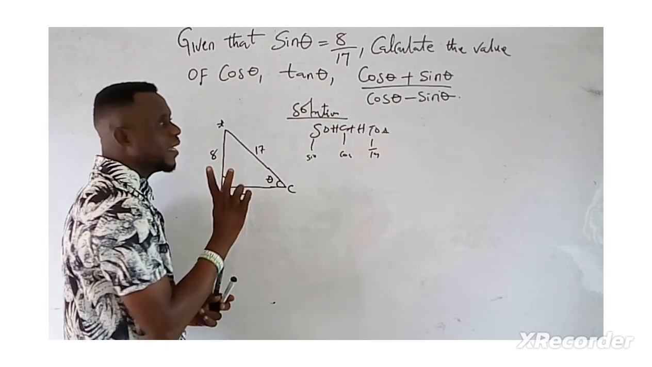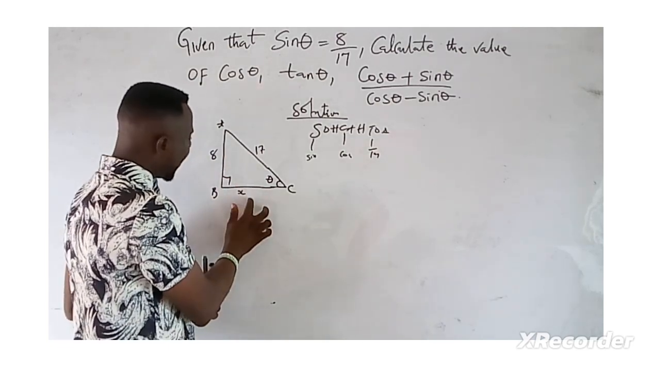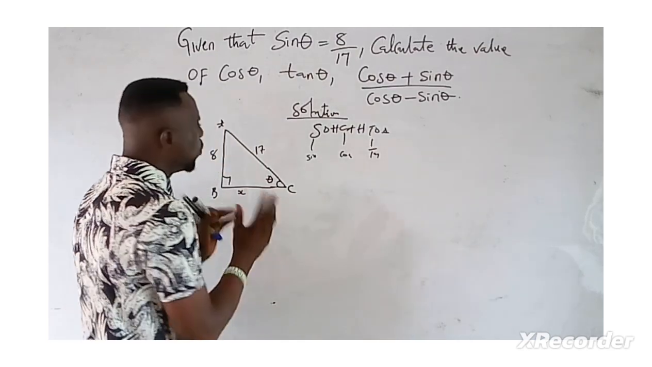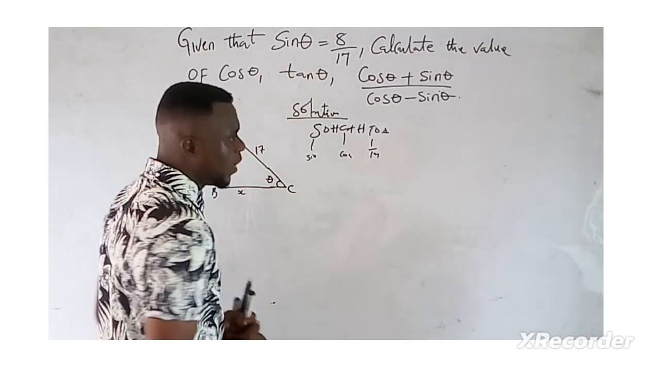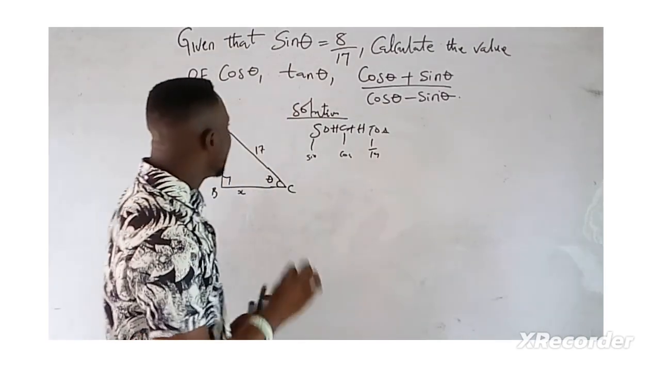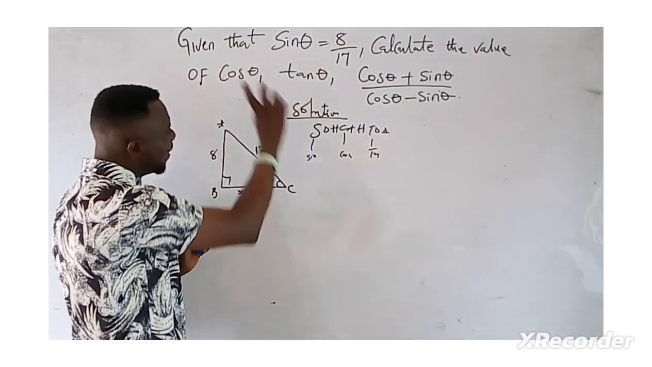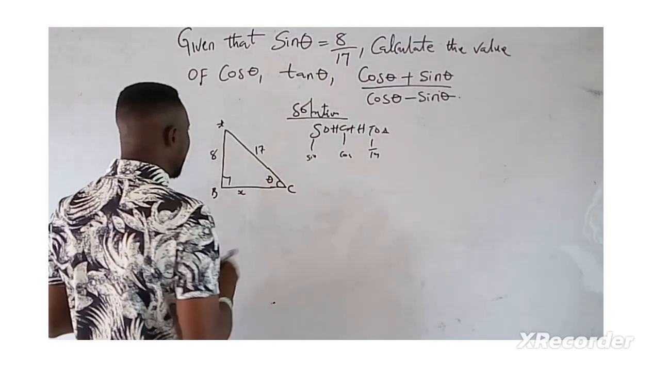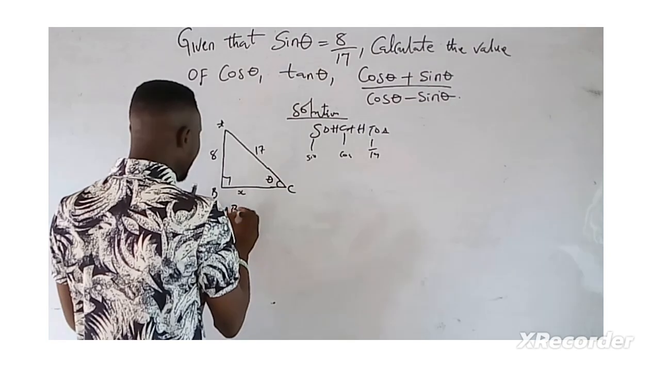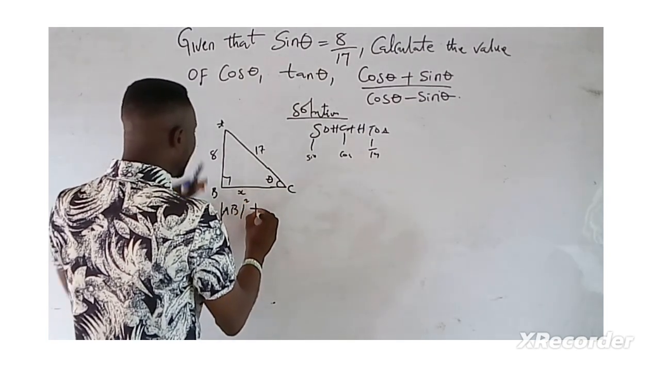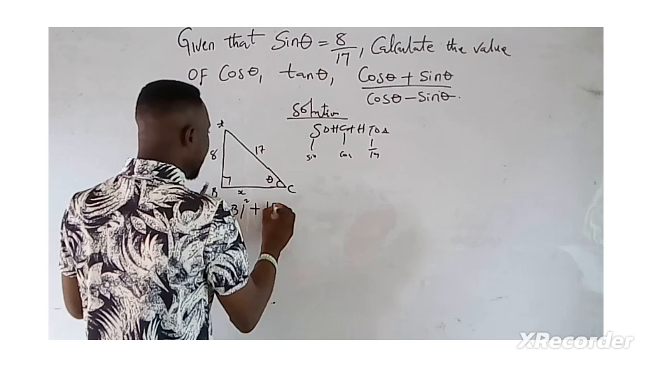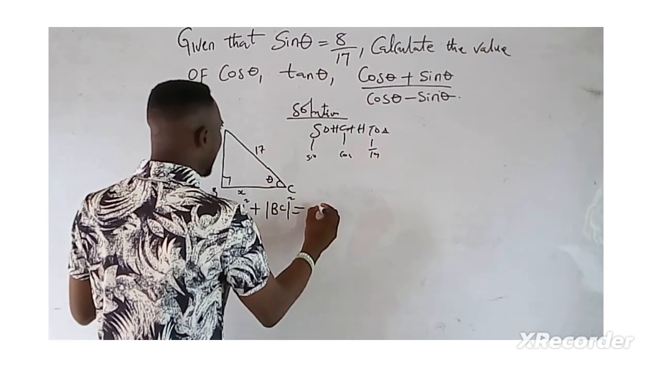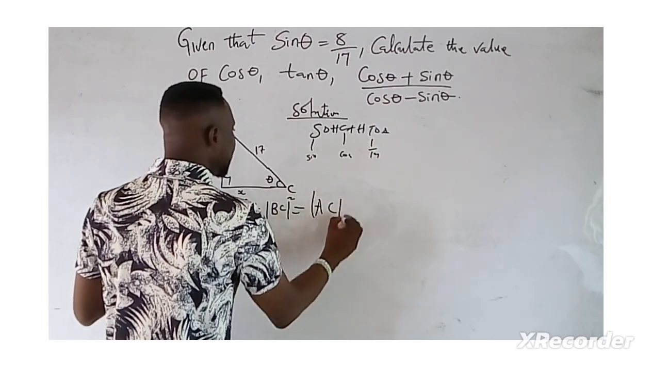Now, to get the side x, that is the side between B and C, we need to use a formula called the Pythagoras theorem. Pythagoras theorem states that the sum of the square of the opposite and the square of the adjacent is equal to the square of the hypotenuse.